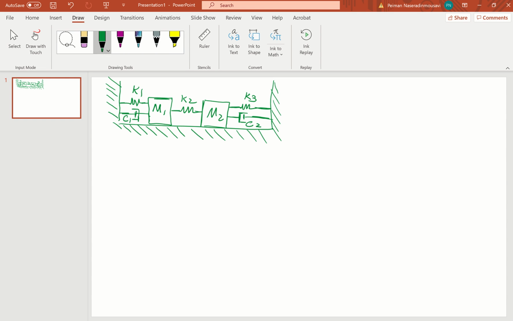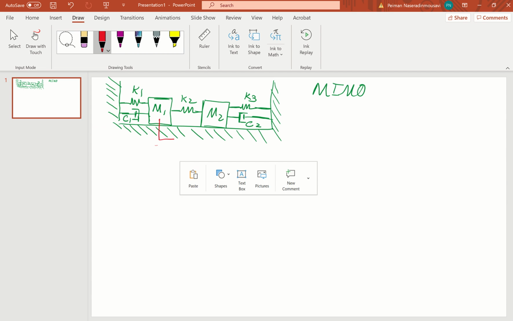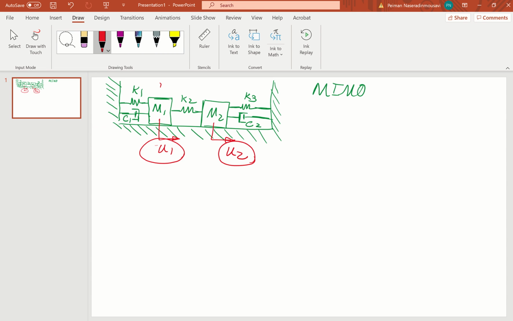So we designed it because it is a MIMO system, multi-input, multi-output. You have two controllers, U1 and U2, that you as a control engineer have to design, as we did. And you have two outputs. Outputs are the X1 and the X2, that's right.